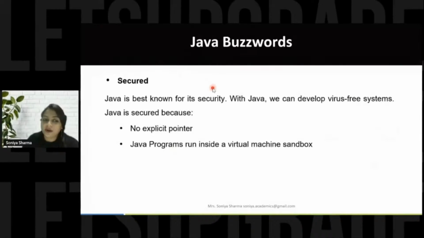It is secure because in C and C++ we had the concept of pointers, and the main reason for viruses and such was that. Here we don't have any pointers concept, and that gives more security to Java. Also, Java programs run inside a virtual machine sandbox. That JVM gives more security. What is JVM? That also we will see now.